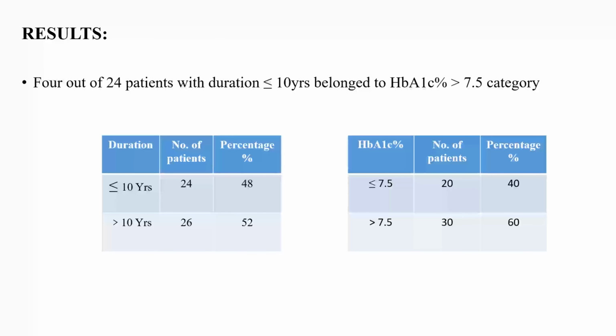Results: out of 50 diabetic patients, 24 belong to the duration of less than 10 years, and 26 belong to more than 10 years duration, among which 20 belong to less than 7.5% HbA1c level, and 30 belong to more than 7.5% HbA1c. 4 out of 24 patients with duration less than 10 years belong to the HbA1c percentage of more than 7.5 category.